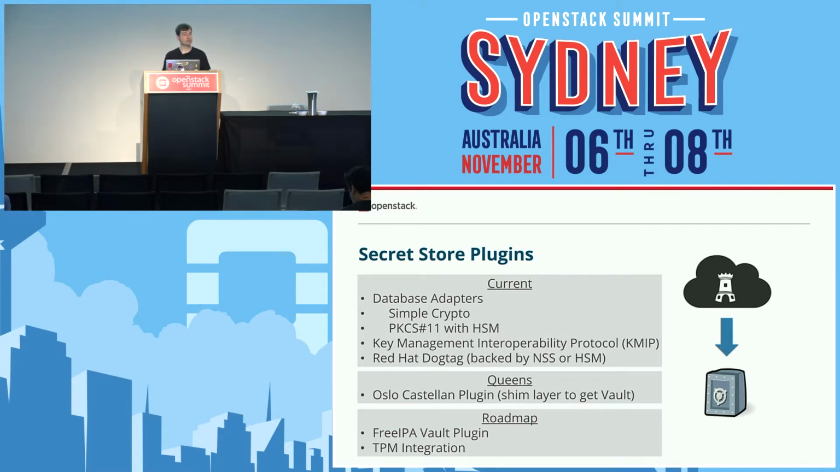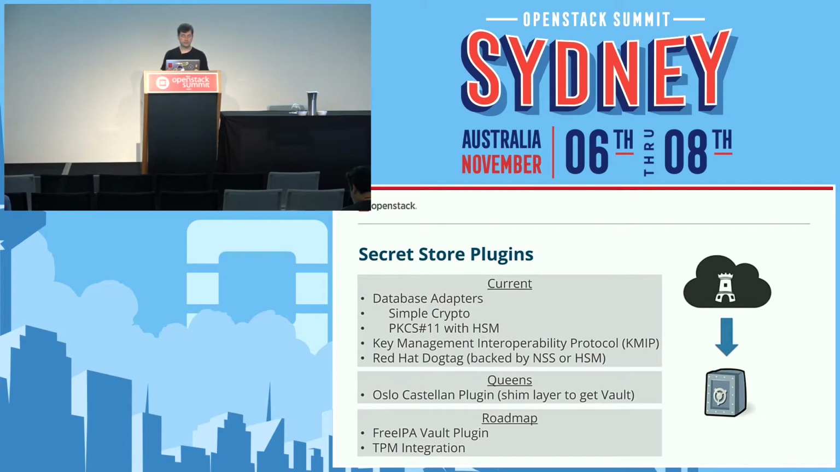The other database adapter plugin we call the PKCS11. And this uses an HSM, which is a hardware security module, which is specialized hardware specifically for crypto. In this case, when we get a secret into Barbican that we want to store securely, we send it to the HSM. The HSM will encrypt it using the key stored securely on the HSM. We get the encrypted value back, and that's what we store in the database.